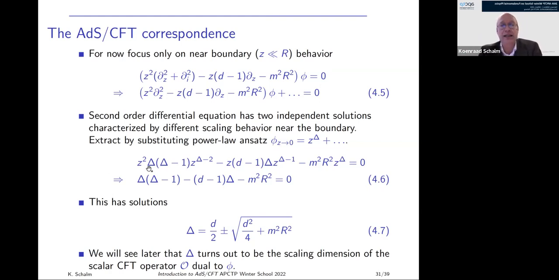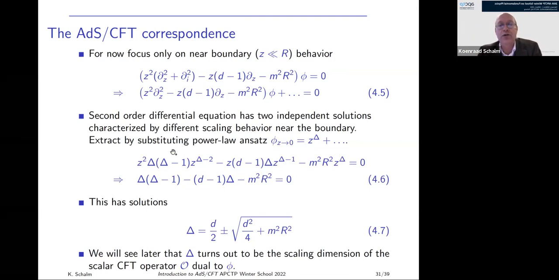So let's substitute that in. Let's substitute z to the power delta into this equation. Here I have two derivatives, so I get a delta and a delta minus 1, z to the delta minus 2. Here I have a single derivative, so I get one factor of delta. And here I had no derivative, so I just get z to the delta.